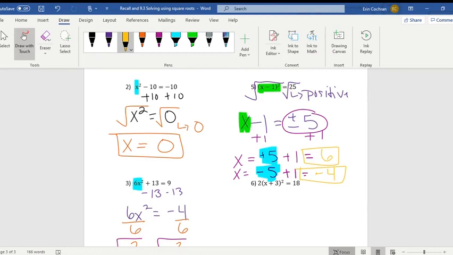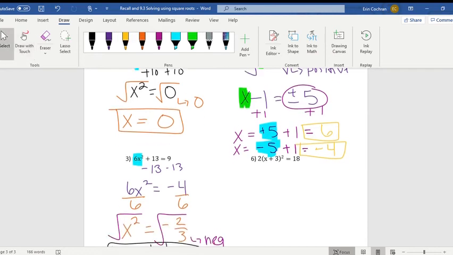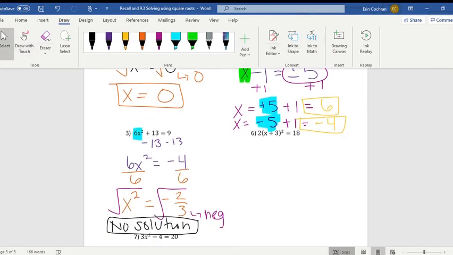Now, looking at number 6, we have to isolate that quantity squared. So if you look at here, the quantity squared is x plus 3 squared, but we still have that 2 on the outside. Now, I cannot distribute the 2, so do not distribute. And the reason why you cannot distribute is because if you think of order of operations, wouldn't I have to square it before I multiply?